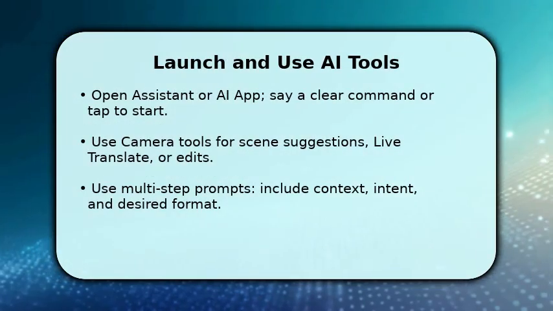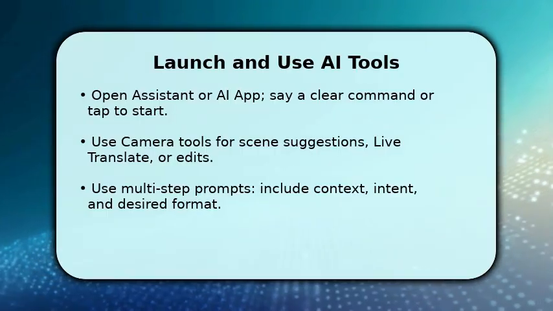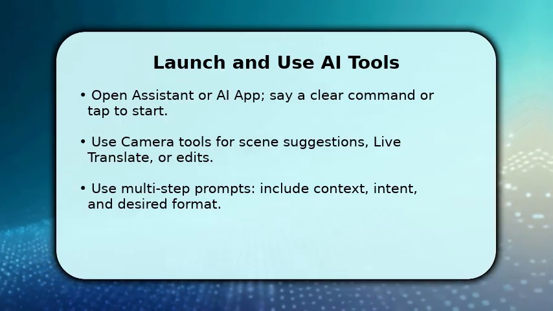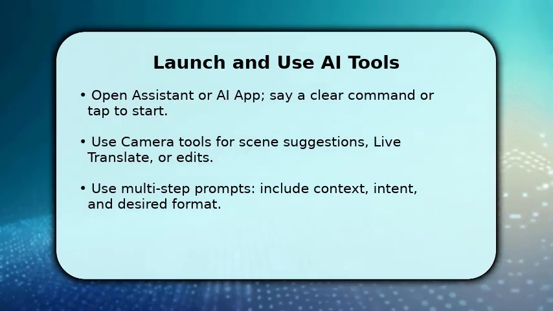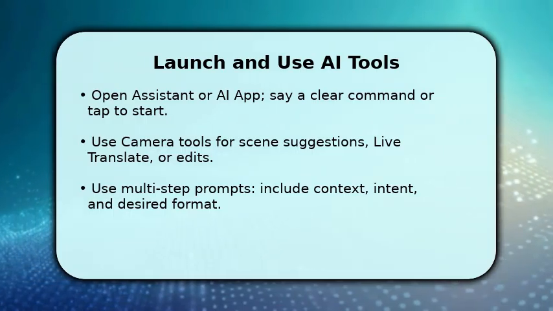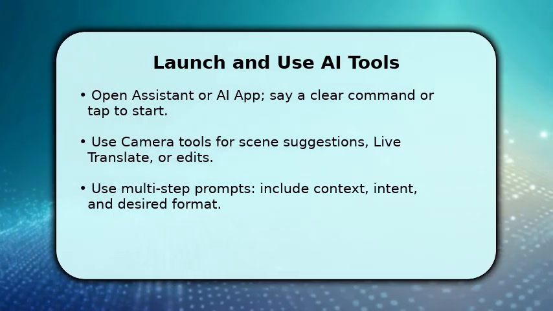Now run the Pixel 9 AI tools. Invoke Assistant or the dedicated AI app and speak or type a concise prompt that includes context and desired output. Use the camera AI for scene suggestions, live translate, recipe steps, or quick image edits. Tap suggestions to apply changes.